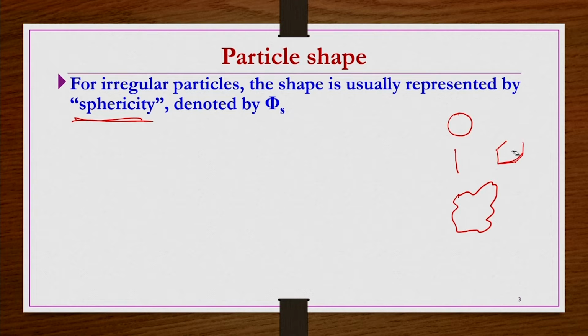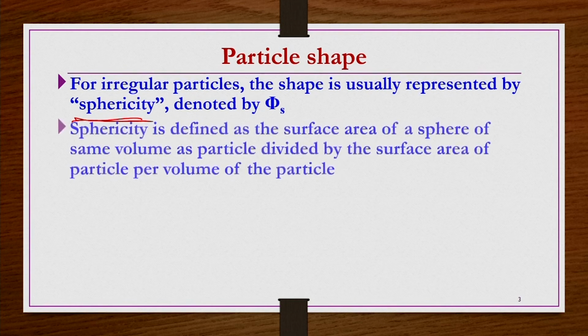So, sphericity is a representation of how spherical a particle is, how closely related it is to the spherical shape. That is, with reference to the spherical shape, that is what we are going to see here. It is defined as the surface area of a sphere of the same volume as the particle divided by the surface area of the particle per volume of the particle.